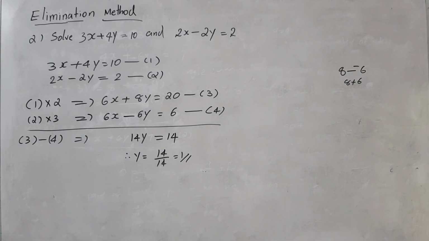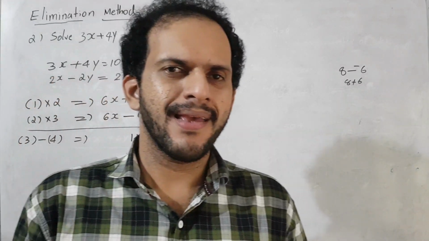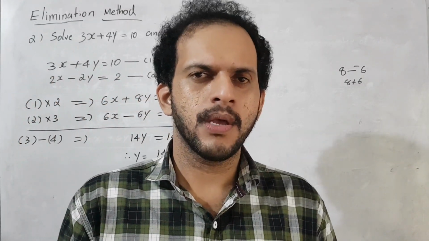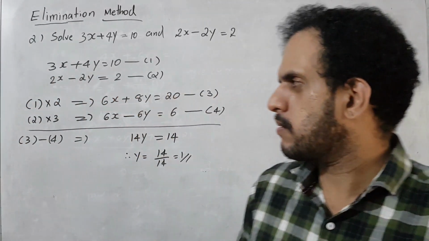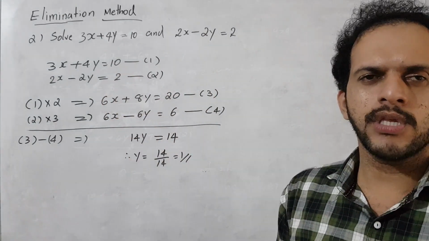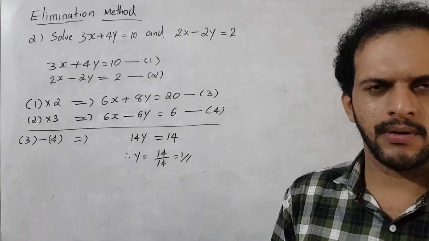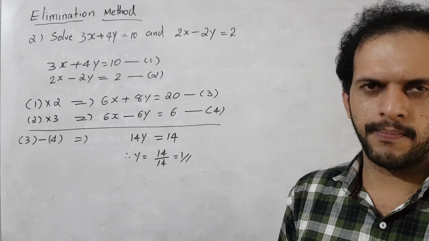Okay, now we got the value of y. Then what is next? Next we need to find the value of x. Correct? We got the value of y. Now we need to find the value of x. For that we have the 4 equations. Equation 1, 2, 3, 4. It is possible to substitute the value of y in any one of these 4 equations.